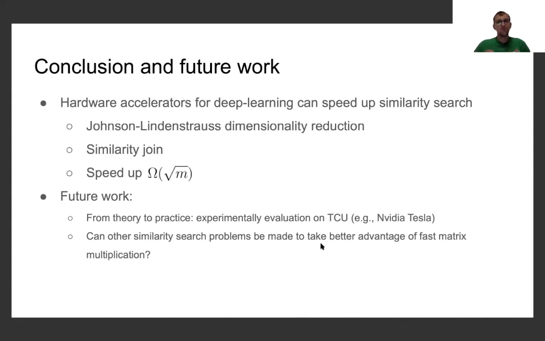Future work: as you have seen, this is a theoretical result. It would be nice now to have an experimental validation of our result, to take these algorithms and run them on real hardware, for instance on the NVIDIA Tesla or on the Google Tensor Core Unit. The second direction is to take your preferred similarity search problem and design an algorithm that exploits Tensor Core Units to speed up your problem.